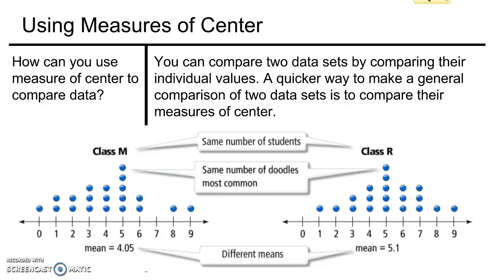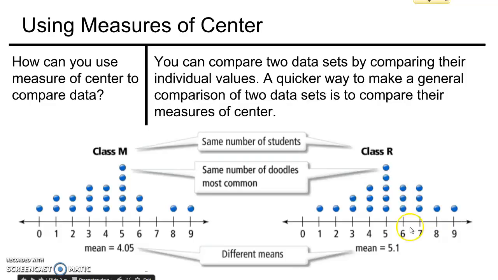Okay, so at the bottom we see two different classes. We have class M, we have class R. In this example, they're talking about how many doodles were found in their notes. It doesn't say that here, but that's what this is about. If we counted the number of dots on each of the graphs, we would see that there are the same number of students in each class. Let's see, there's 1, 5, 8, 11, 12, 13, 14, 15, 16, 17, 18. So there's 20 students in this class. If we counted these dots, there would also be 20. Each little blue dot represents a person.